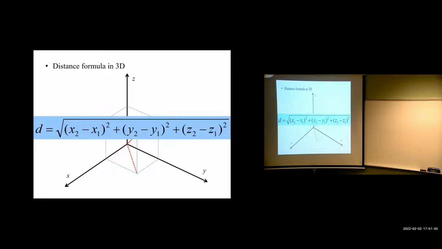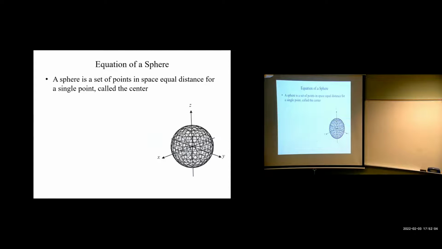Why am I telling you this? We might use the distance formula in 3D. It's not hard. It is just the Pythagorean theorem, but it's the same idea. If we set D to be a constant, then what we're looking at is the collection of all the points that are the same distance from a single point. That creates one of our favorite 3D graphs, the sphere.